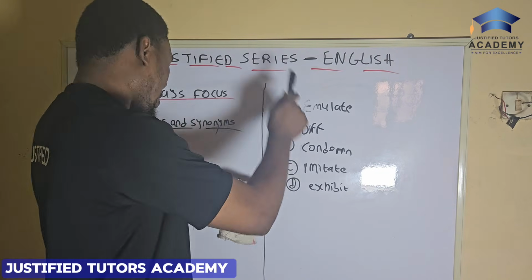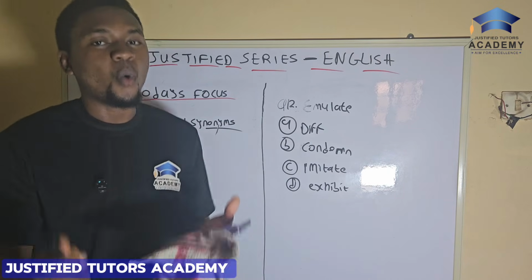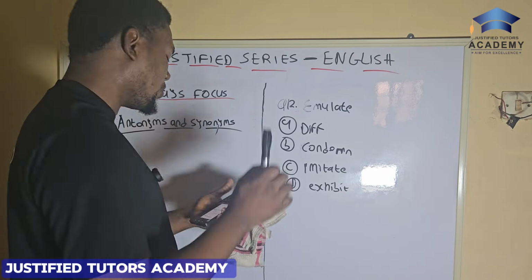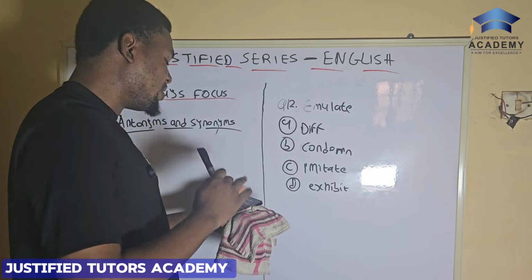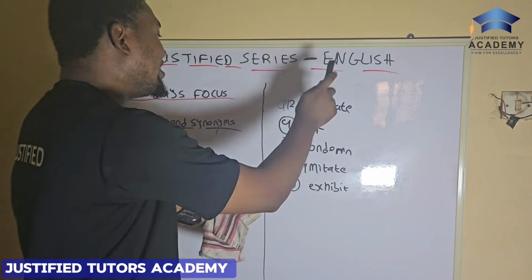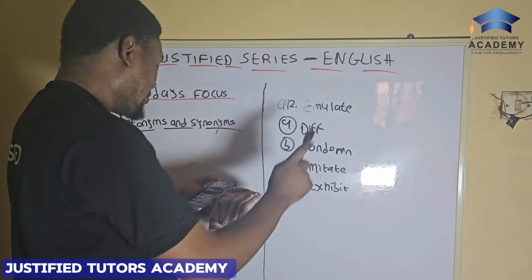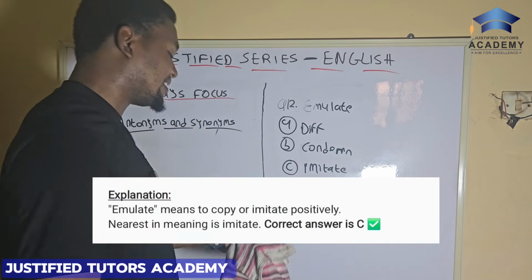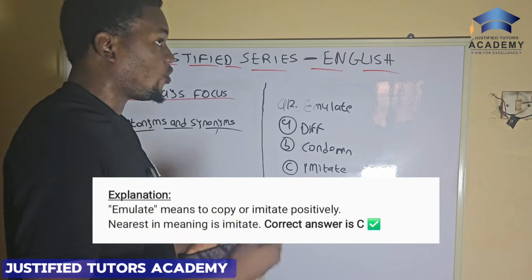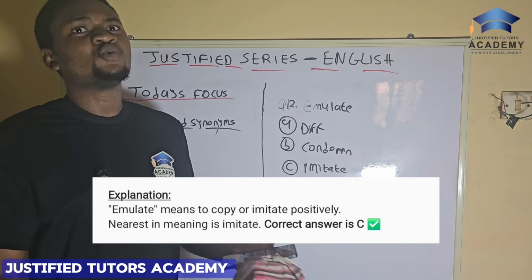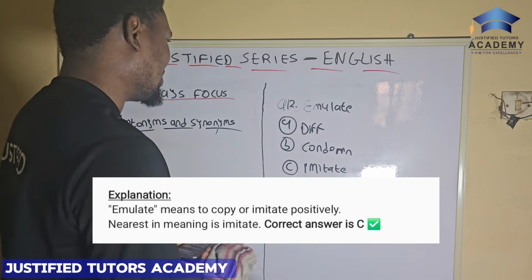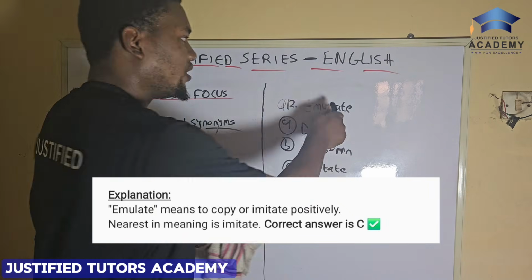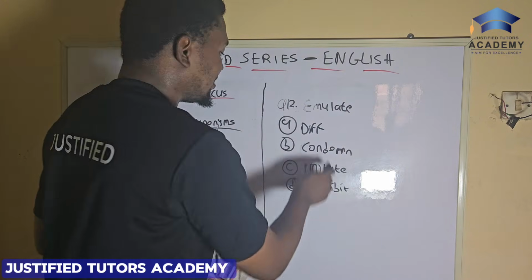Now, no one would complain if you emulate good behavior. What is the answer? The answer is C, imitate. No one will complain if you imitate good behavior. Now, just so you know, the meaning of emulate is to imitate someone's quality. That is to copy someone's quality. Some people say to act like the person. So if you copy somebody's behavior, the nearest meaning to that word is imitate.